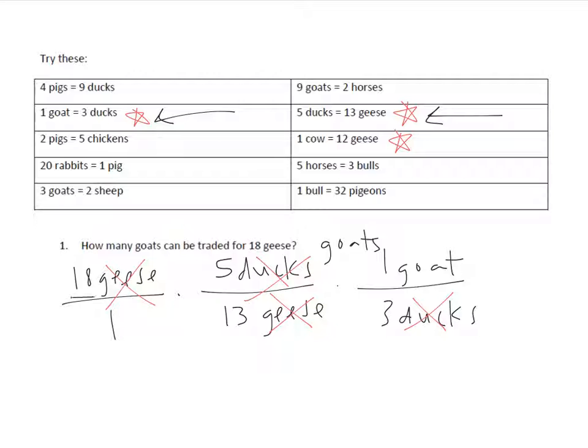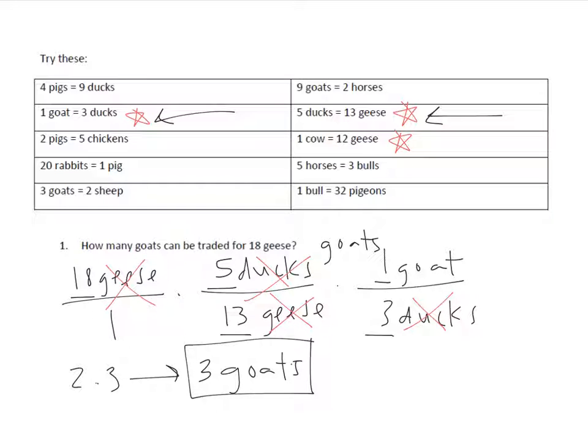So now I just have to multiply 18 by 5 by 1 and divide that by 13 times 3. So I get about 2.3. So I'm going to have to round up there to get 3 goats. Right? So if I need to trade 18 geese, I'll receive 3 goats. So that would be the conversion.